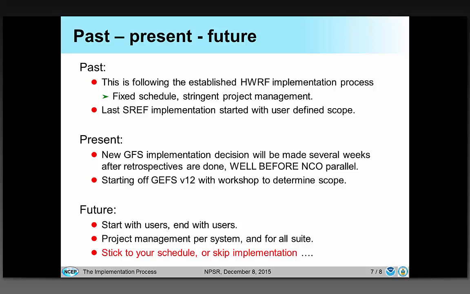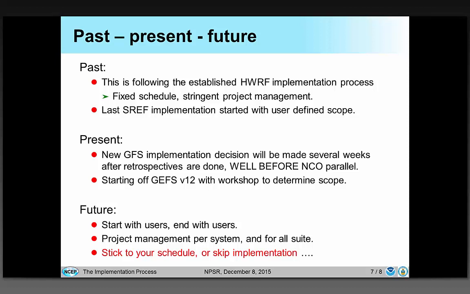For the GFS that's coming up next summer, we will make an implementation decision in middle or late February, 2 or 3 weeks after we've done all the retrospectives. We've been starting to advertise that. What we really want all our evaluators to do is make sure that they have access to the retrospectives as they become available and are able to decide whether to give a thumbs up or a thumbs down based on the 3 or so year retrospective and not on the one month parallel run.